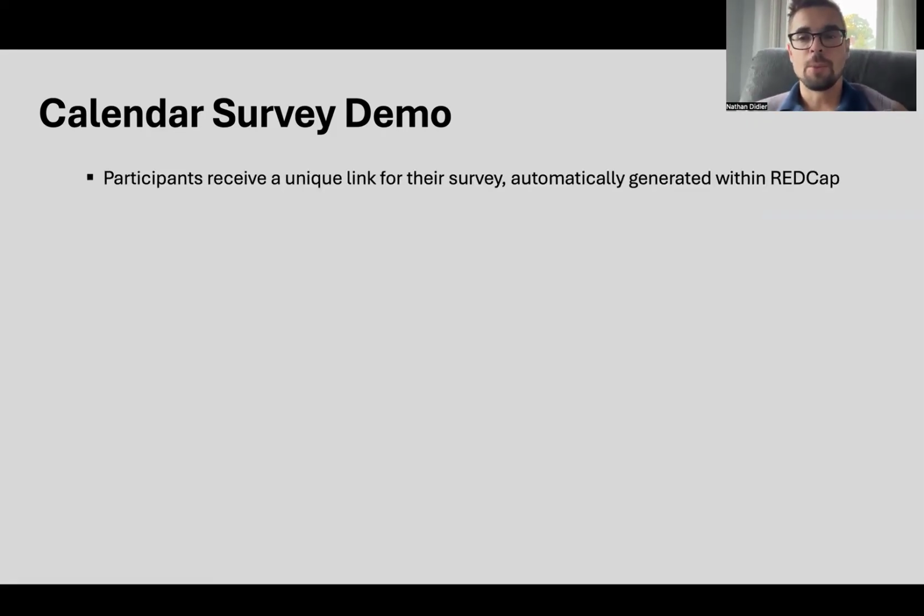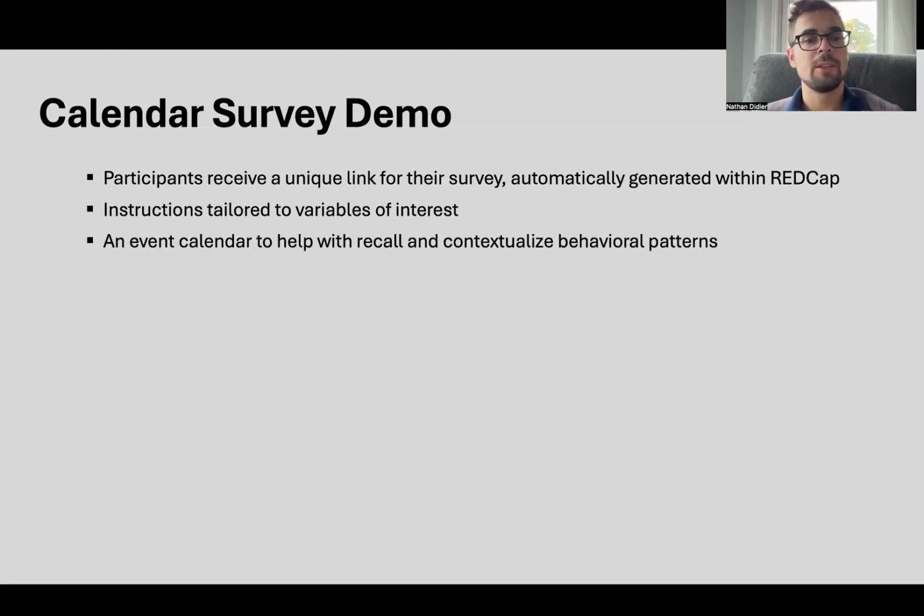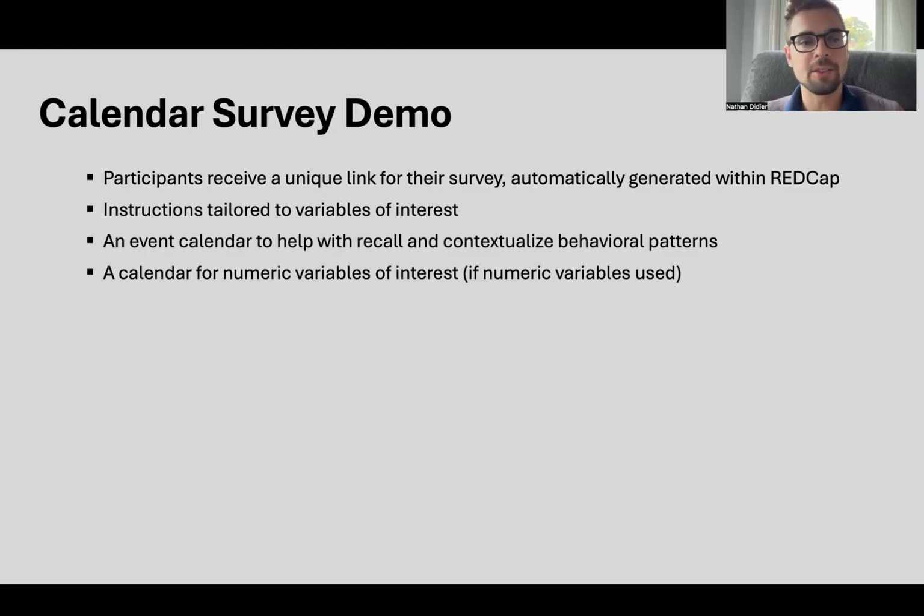So next we'll move into a calendar survey demonstration. This is what the participants are going to be seeing when they're completing a survey. The process consists of first sending out that unique link for the survey. This link is automatically generated within REDCap. The first three pages of the survey are instructions, and they're going to correspond to the variables of interest. Then the user will be presented with an event calendar to help with recall and contextualize behavioral patterns.